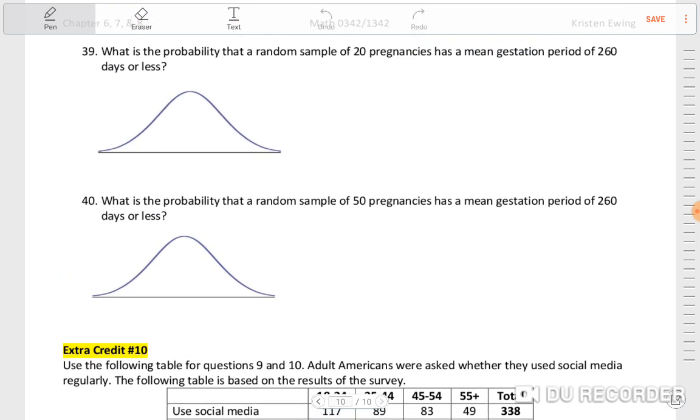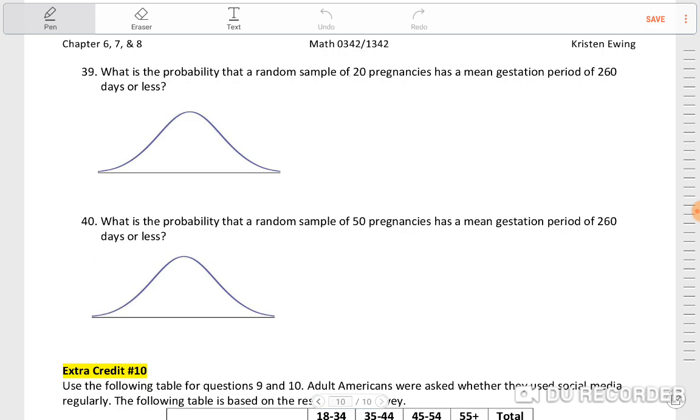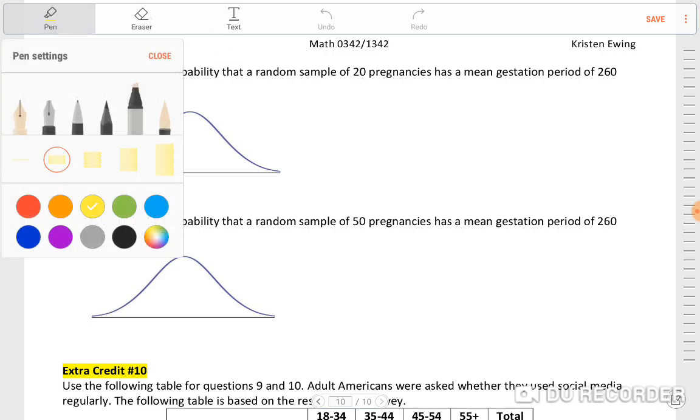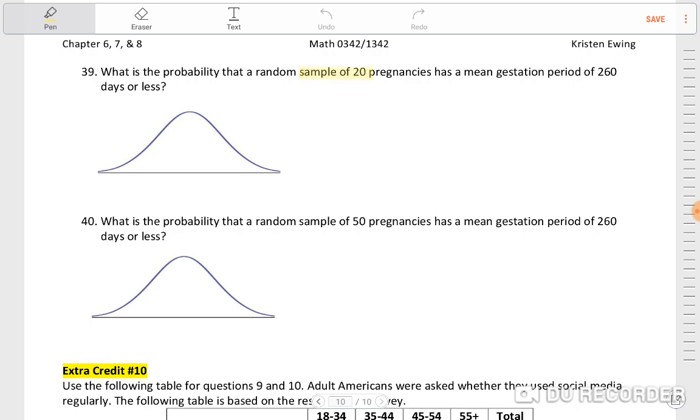Now, when I go to the next part, which says, what is the probability that a random sample of 20? Okay, so now we're dealing with a random sample. So if you see that you have a sample of 20 has a mean gestation period of 260 days or less. So here, 266 is our mean, and the standard deviation was 16. Now, because we have a sample of size 20, that means we have an n equals 20. So for that one, if you look on your formula sheet, you'll see that it's under the central limit theorem.